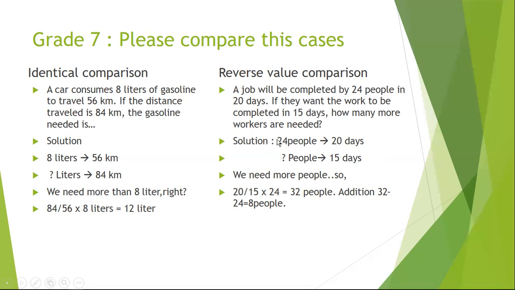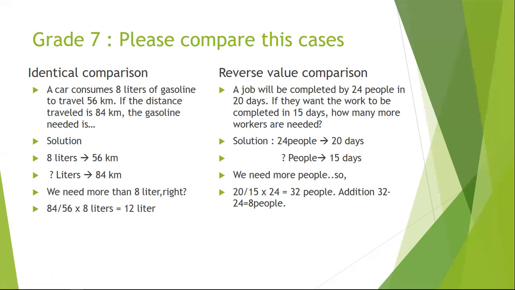So the solution here, 24 people equal 20 days. So how many people if we need to finish it in 15 days? So we need more people, right? So we have to compare days with days. So 20 per 15 because we need more people, times 24. So it is equal to 32 people. So the people that we need more is 32 minus 24, so 8 people. So this is the difference between identical and reverse value.